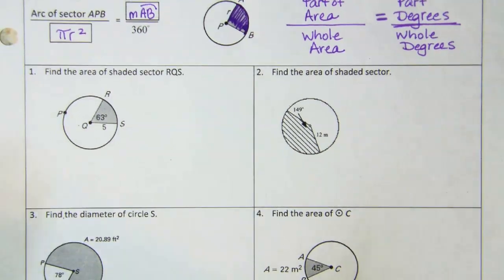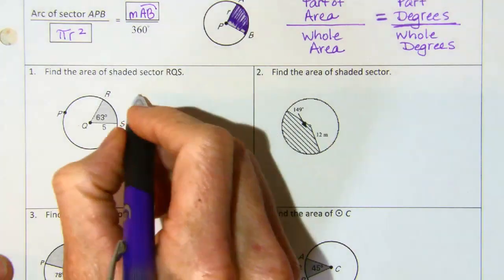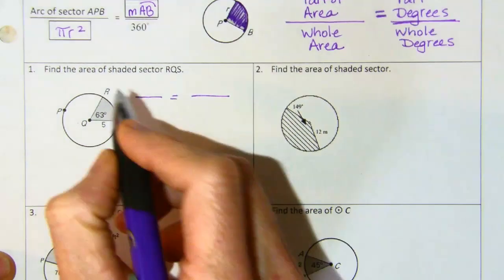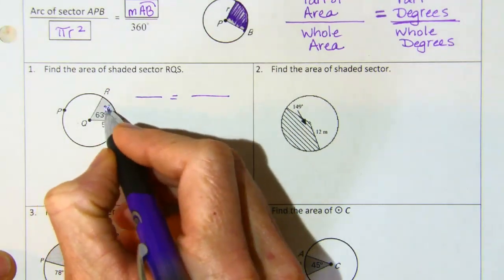Number 1 says find the area of the shaded sector RQS. Now, we need to set up our proportion, and we are looking for the part that is shaded, so the sector.